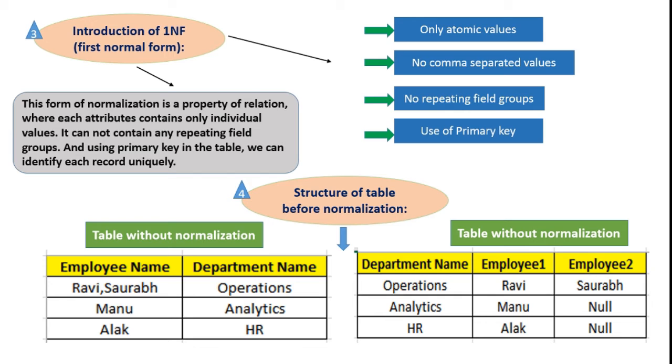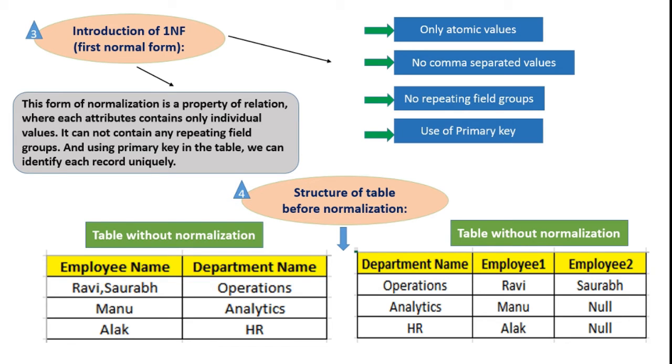So in this table we can see the first problem is solved or eliminated. That was that we should have atomic values. There should not be any comma separator, right? Comma separated values are restricted, and we can see this is eliminated over here.